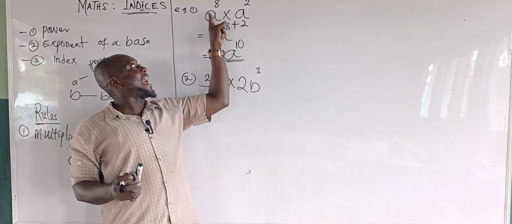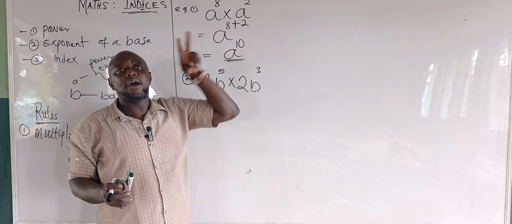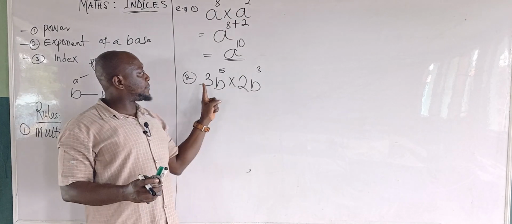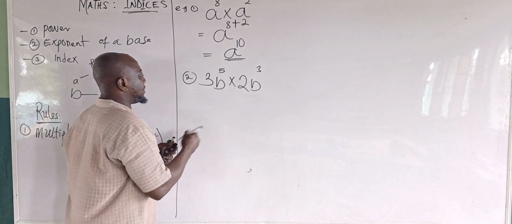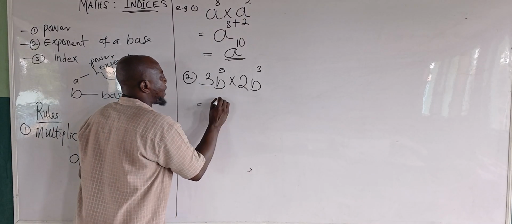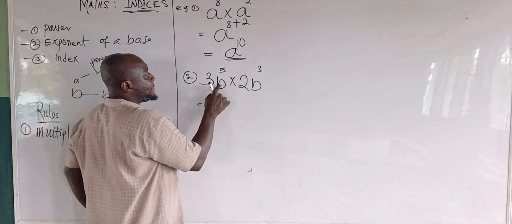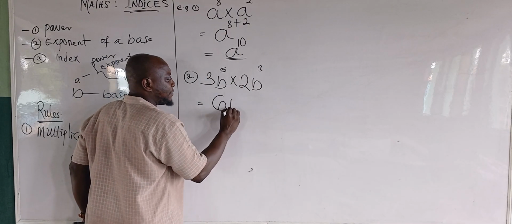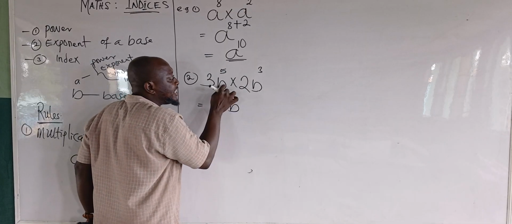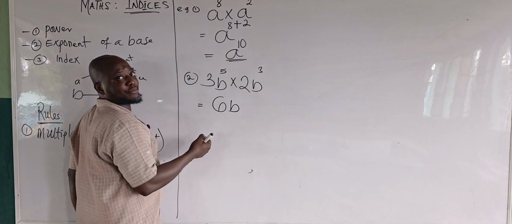But if they were a and b, or a and any letter as the base, multiply them together. That's the concept we are using here. So the numbers here are different. So how do I do that now? I will multiply this number. I'm having 6 here. Then b is the same rule. Pick one of the letters that are the same. Pick one. But if the letters are different, you are still going to multiply them together.